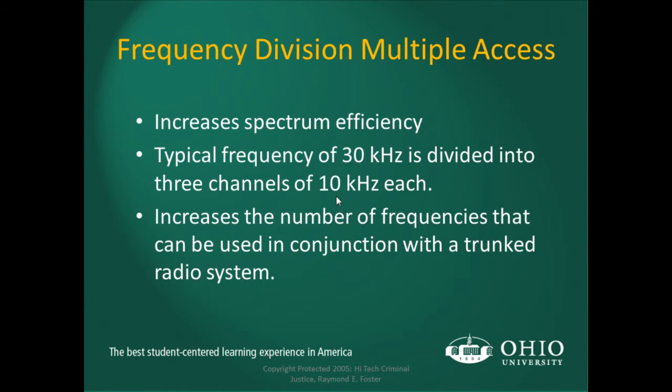Frequency division multiple access. So that's one of the digital ones that we talked about. Increase in spectrum efficiency. Typically, in a 30 kilohertz radio system, they're divided into 10 kilohertz channels, so it divides up the frequency band into smaller ones and increases the number of frequencies that can be used in conjunction with the trunked radio system.